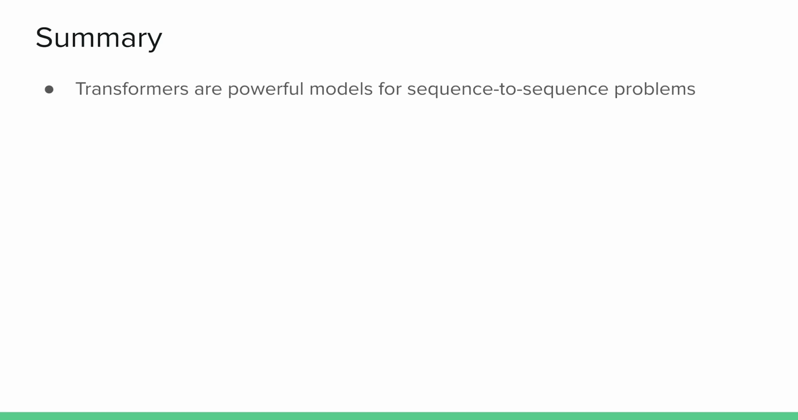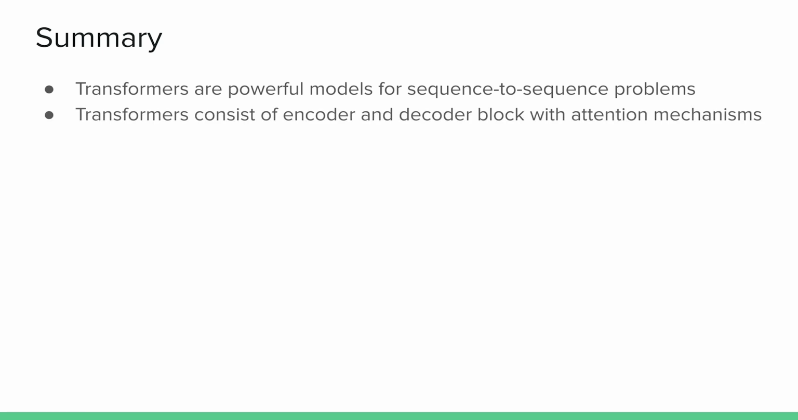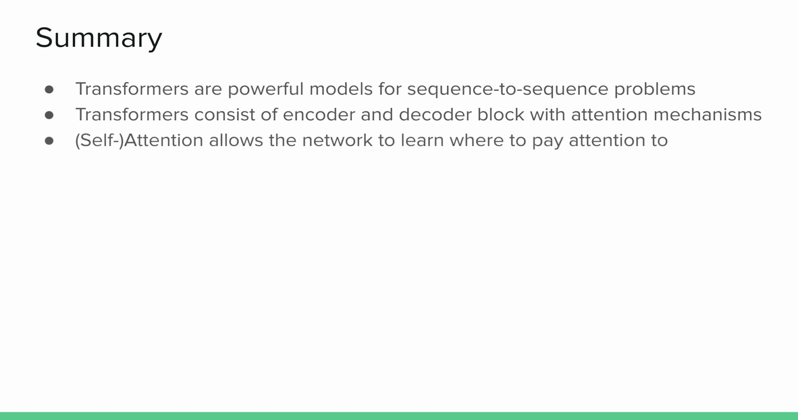Summing up today's lecture, we talked about transformers, and transformers are a really powerful model for all sorts of sequence-to-sequence problems like language translation or image captioning and so on. Transformers consist of an encoder and a decoder block, and the secret sauce for them is this attention mechanism that allows them to process the entire input sequence in one go and learn how one word of the input sequence relates to other words of that input sequence. This is actually called self-attention and is exactly what I just told you.